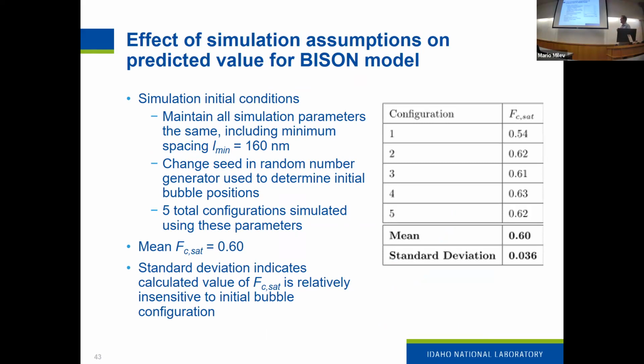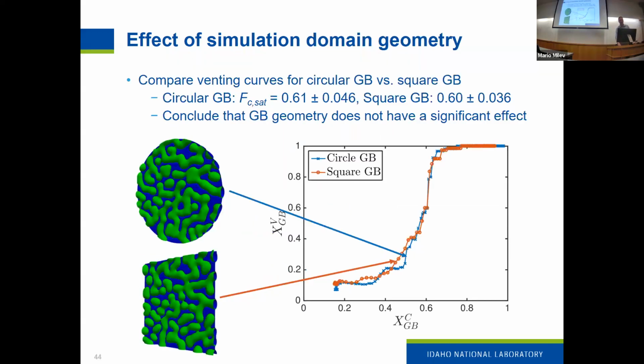The variation is not that high. So we calculated a mean value of 0.6, which was quite a lot smaller than that value of 0.78 that we were initially using. And then we also have the standard deviation, which can give us some idea of the uncertainty in this value. We looked at the effect of a couple different assumptions we were making in the simulations, such as what is the shape of this grain boundary.